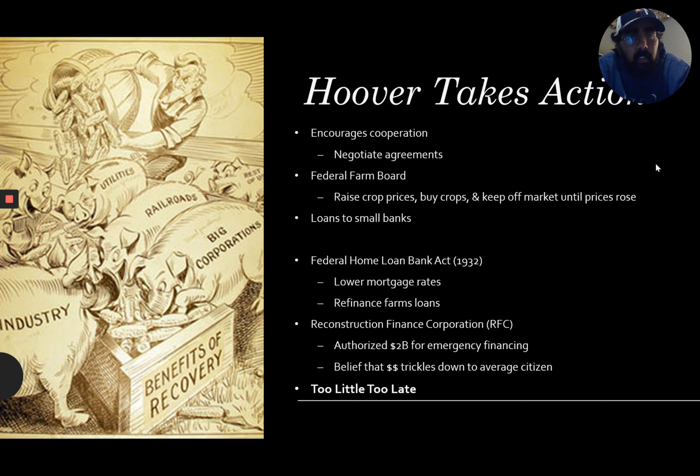He also says, let's give loans to small banks. Two big things that he brings about in his administration are the Federal Home Loan Bank Act, which allows you to lower your mortgage rates and refinance your farm loans, and the Reconstruction Finance Corporation, which authorizes $2 billion for emergency financing. And this will go largely to corporations, but his belief is that, look, with the $2 billion, once it gets used up at the top, it will trickle down to the average citizen.